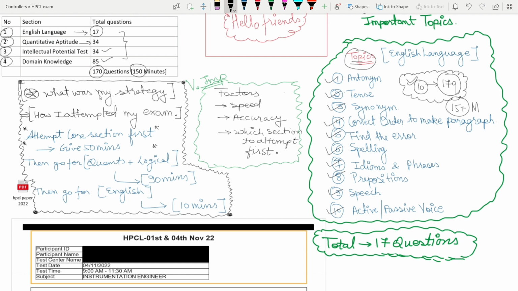So an important factor is that you must have a good speed in attempting the English language, and you have to read the question very carefully and take out the correct answer. Okay, so in total there are 17 questions and generally it takes 10 minutes to answer these questions. So when you see the paper pattern, there are 170 questions in just 150 minutes, so even less than a minute for each and every question. So you have to cover it within 10 minutes itself. So 17 questions in 10 minutes is what you can do in case of English language.